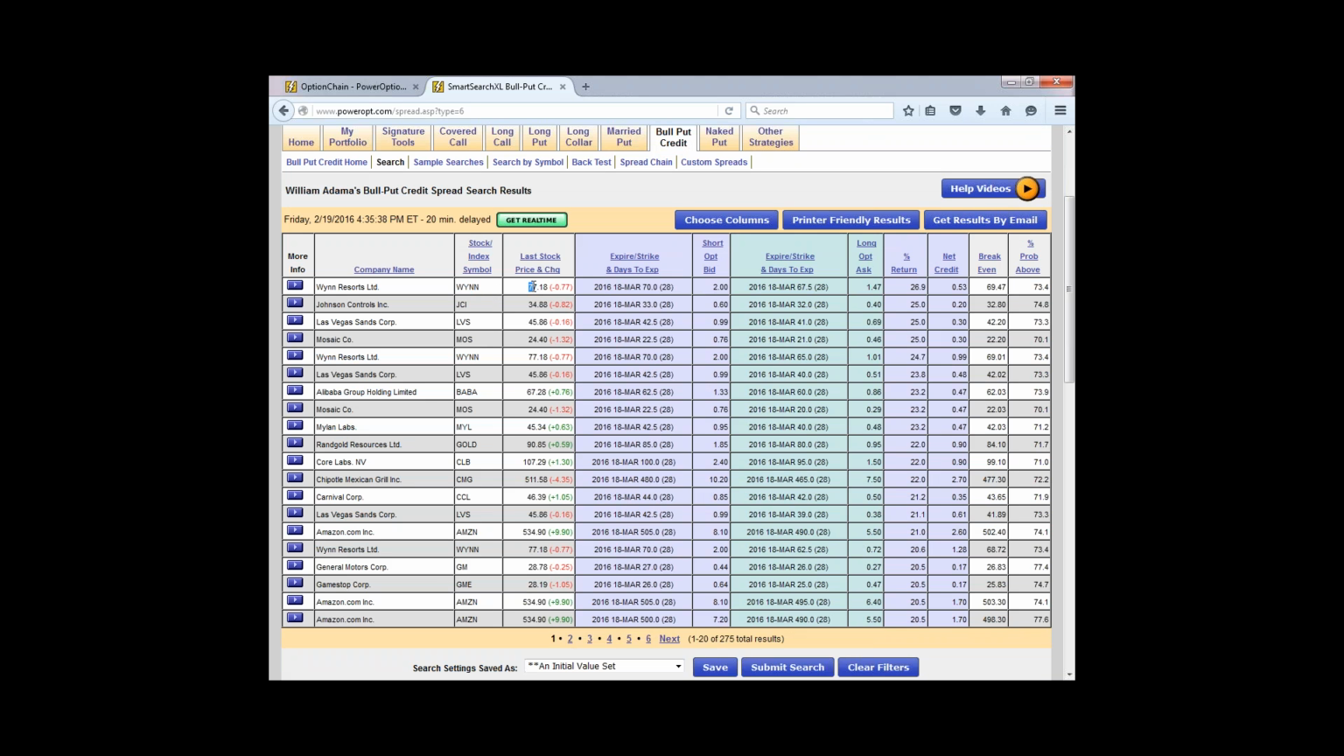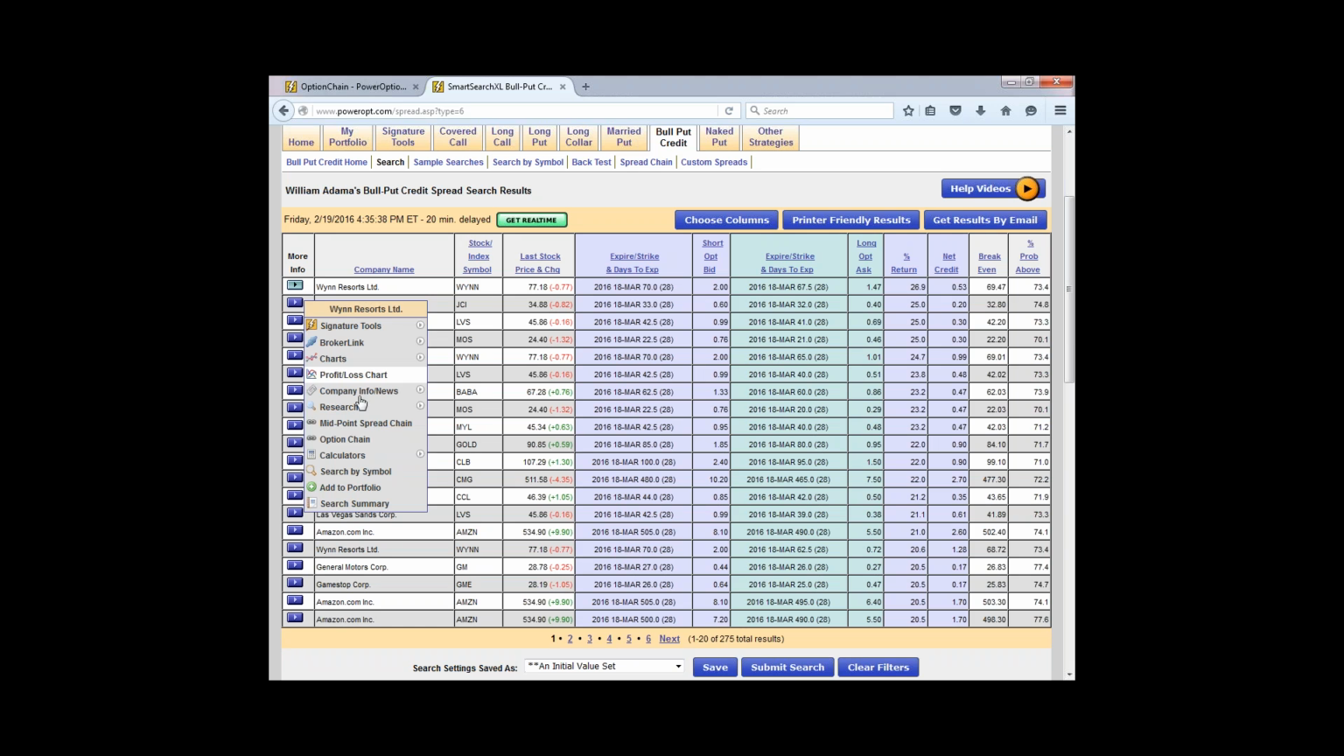Wynn Resorts is trading at 77.18 today. We could sell the March 70 put, $7.18 out of the money for $2, and buy the next strike below, the March 67.5 put for $1.47. Now, my net credit is 53 cents. But if the stock falls below 67.5, I have to cover the 2.50 between the strikes, and so my maximum risk in that case is going to be around $1.67, I think. No, I'm sorry, I did that math wrong.